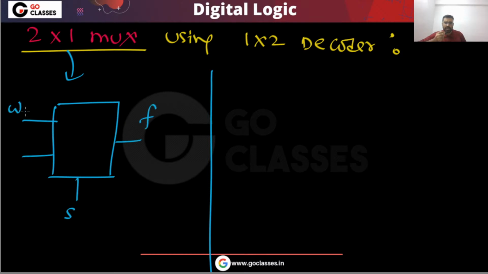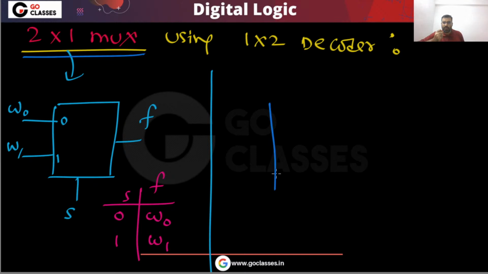So if this is your input W0, W1, this is 0, this is 1. Remember, this 0 just tells you this is the 0. Now here, what you want is that when s is 0, then f should be W0, and when s is 1, then f should be W1. And what do you have? This 1 by 2 decoder you have. This is your input s. From this decoder we want to create this multiplexer.